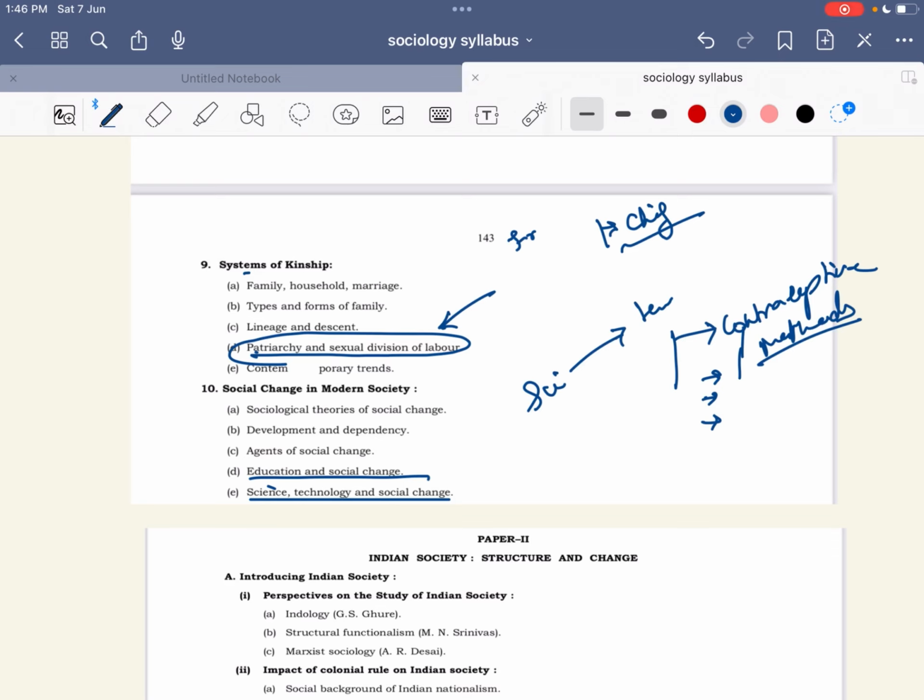So with this paper one, we have discussed the entire syllabus of paper one and how we have to cover all those things from newspapers: examples, any reports, all these things we have to write.